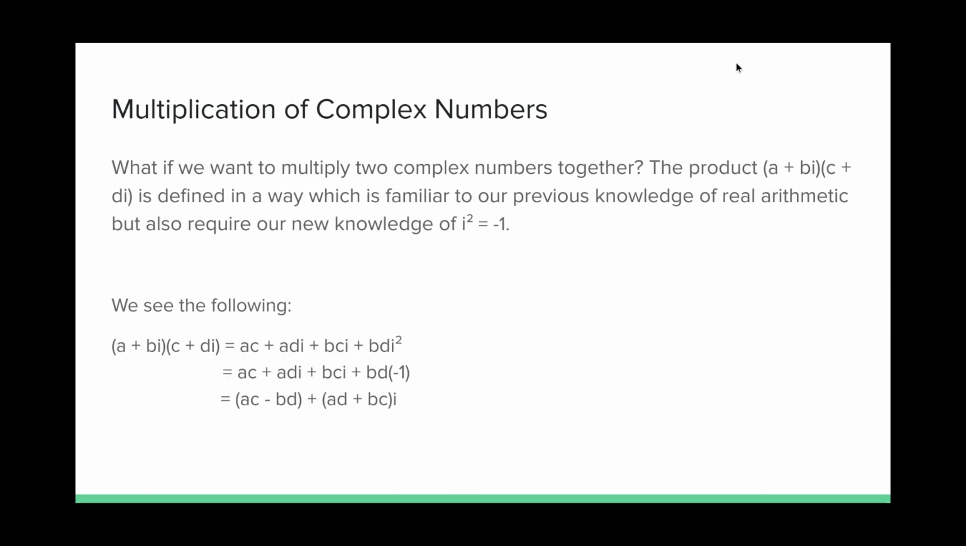So what if we want to multiply complex numbers together? Well, we have this product, let's say a plus bi times c plus di. It's defined in a similar way to what we previously know about multiplication, but we just need to apply our knowledge that i squared equals minus 1. So a plus bi times c plus di gives us ac plus adi plus bci plus bdi squared. Now applying that i squared equals minus 1, we can simplify it to get ac minus bd plus, in brackets, ad plus bc, i. So that gives us a new complex number.